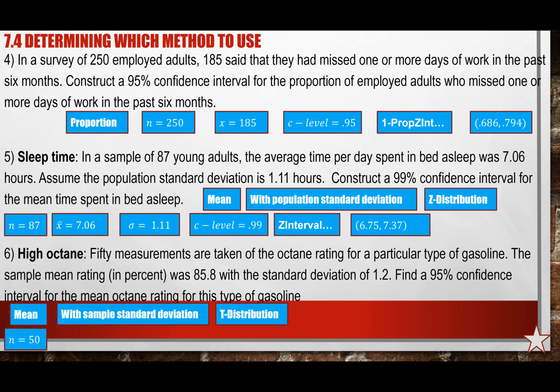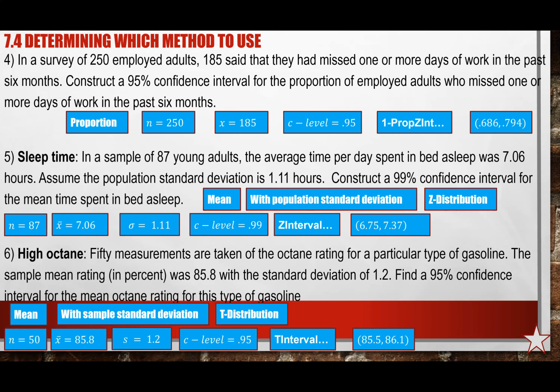And again, the four items that we need are the x bar, the n, the s, and the C level. And then we know that we're using this feature, the t-interval. And then this is what we have, which is 85.5% to 86.1%, okay? So the percentage of octane in your gasoline is between those percentages.